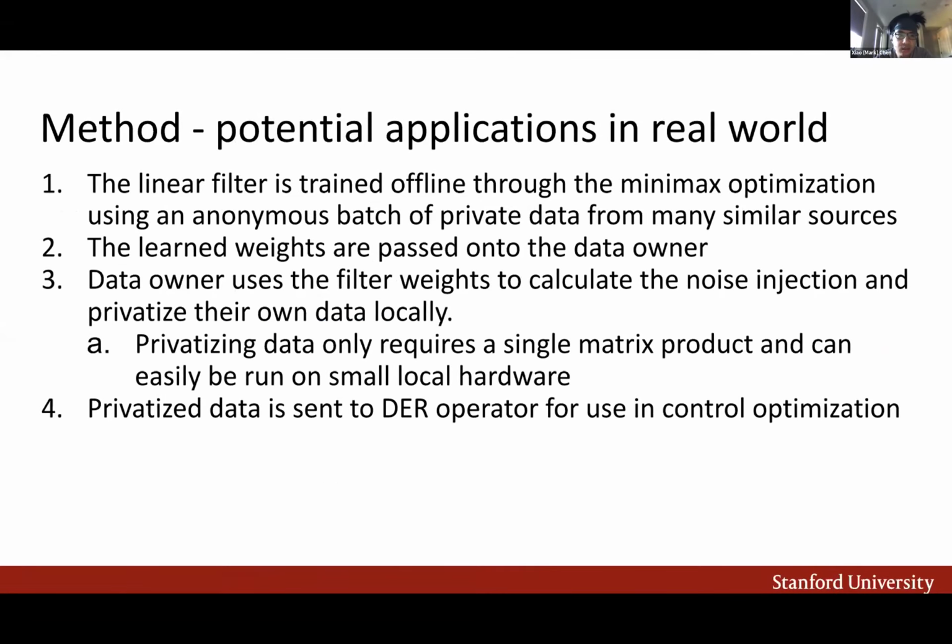Before I dive into the experiments, the method is potentially applicable in a real world setting, where the linear filter is trained offline through a min-max optimization using anonymous batches of the privatized data. Then the learned weights are passed on to the data owner. The data owner uses the filter weights to calculate the noise injection and privatize their own data locally. And finally, the privatized data is sent to the DER operator for use in control optimization.